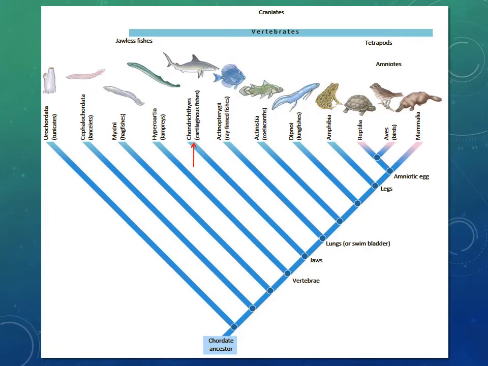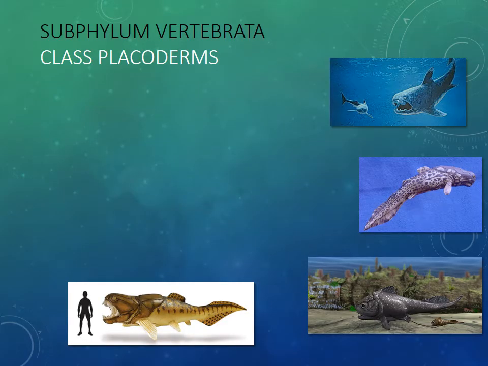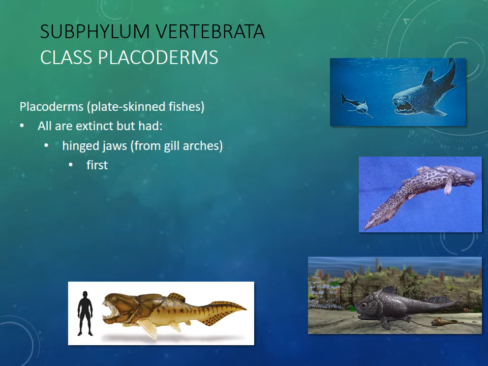All right, let's look at some groups. When you think about fish with jaws, I think about sharks. So let's talk about some sharks. First off, placoderms. These are some extinct fish, so they're kind of cool. I'm going to move on these pretty quick, but they're all extinct.